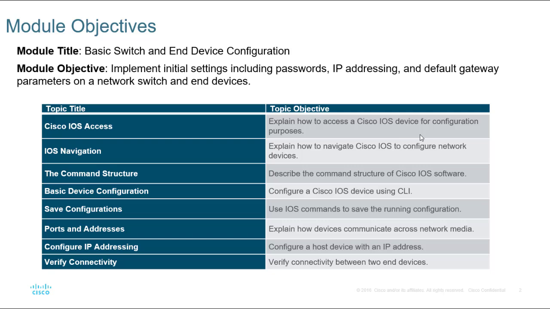This module will get you started on accessing and navigating the Cisco IOS or Internetwork Operating System, how the commands are structured, how to use the command line interface, how to save a configuration, learn how devices communicate using IP addresses, and how to configure an IP address on a device as well as to verify the connectivity between two end devices.